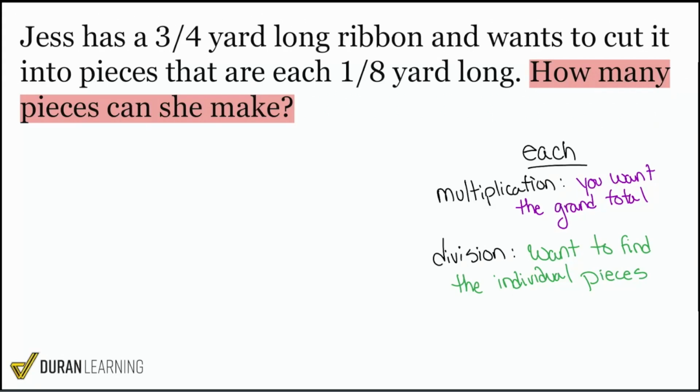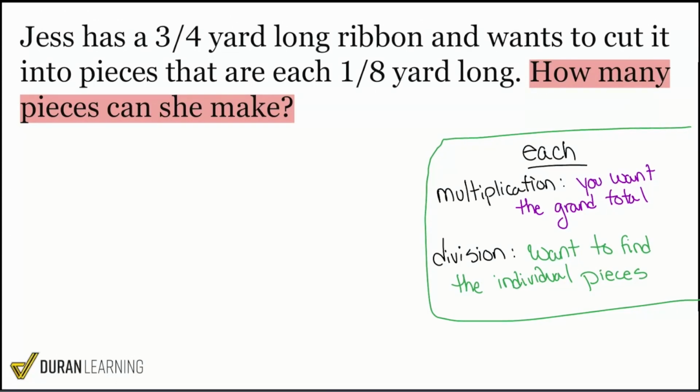For anybody out there, does that help you out? Does that make a little more sense than it did before? With the word each, when you want the grand total, you multiply the pieces you have. When you want to find the individual pieces, you divide to get down there. Excellent. Now let's go ahead and show what we have here.